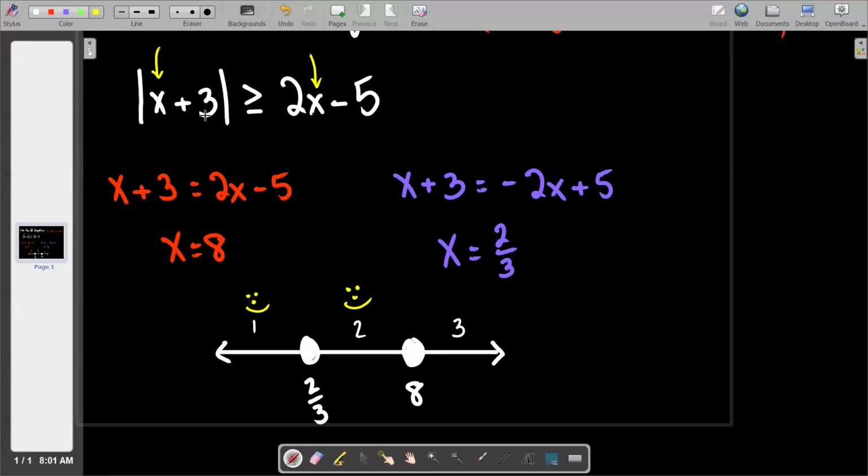What's 10 plus 3? 13, and its absolute value is also 13. So we have 13, and we're just kind of in a holding pattern here. And so we have 2 times 10 is 20, and 20 minus 5 is 15. And 13 is not greater than or equal to 15, correct? So we can agree that this region is no good, correct?